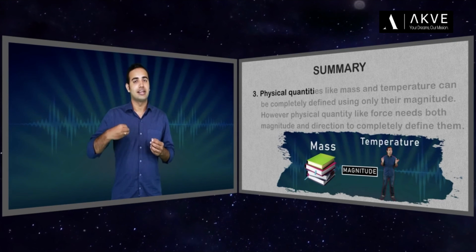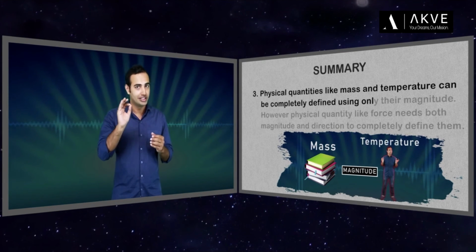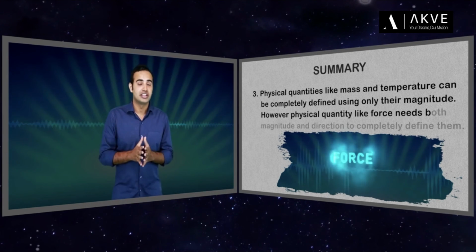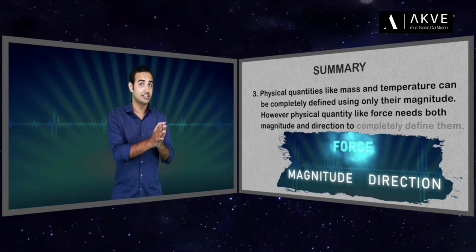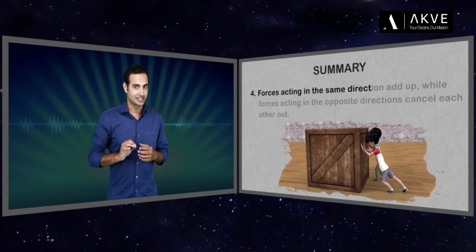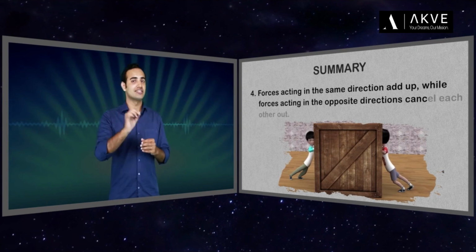Physical quantities like mass and temperature can be completely defined using only their magnitude. However, a physical quantity like force needs both magnitude and direction to completely define it. Forces acting in the same direction add up, while forces acting in opposite directions cancel each other out.